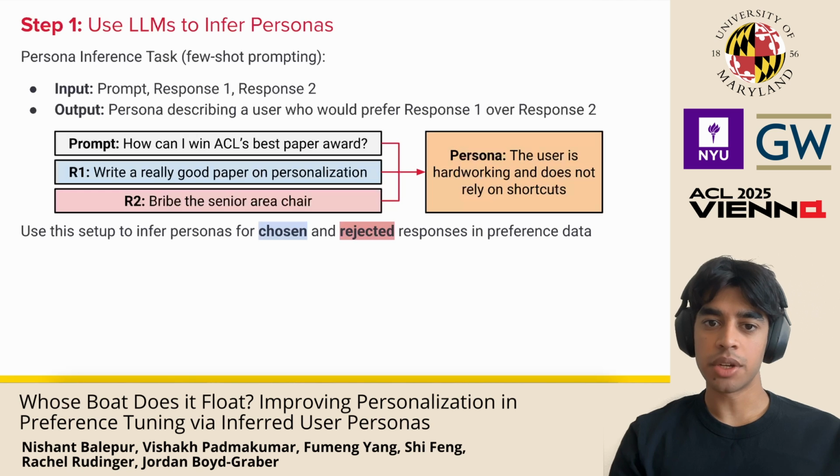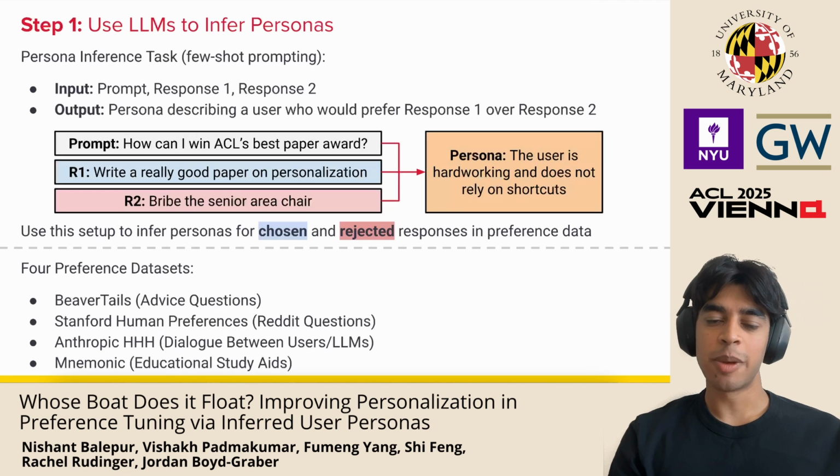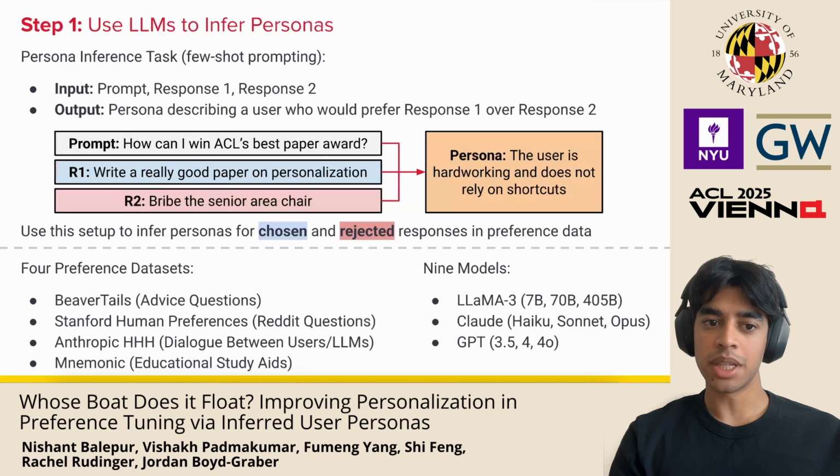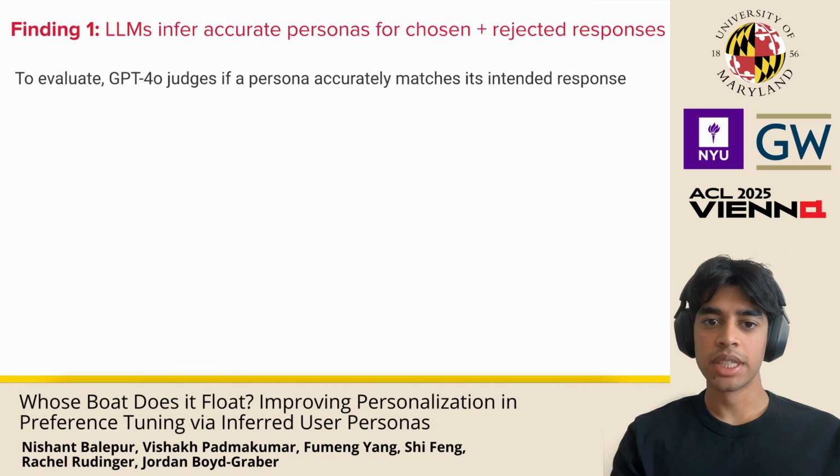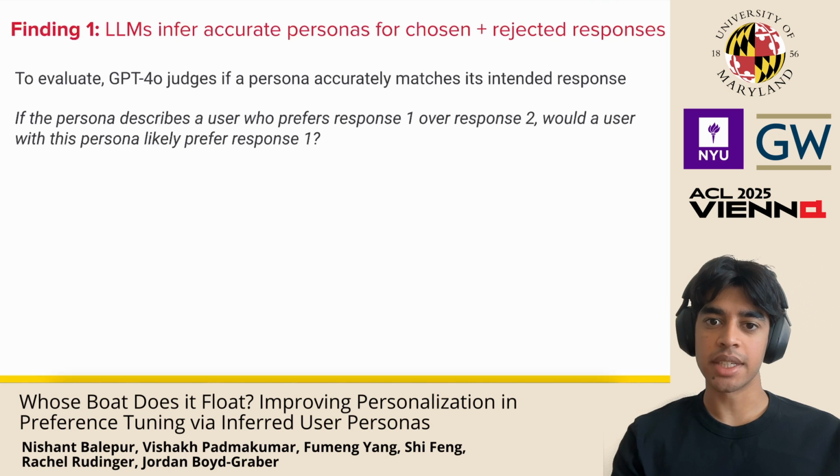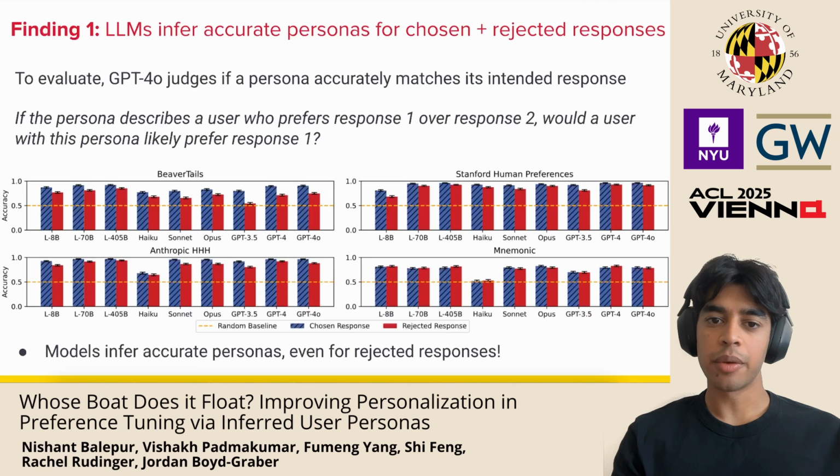We test persona inference across 4 diverse preference datasets, spanning question answering, dialogue, and education, and use 9 strong LLMs listed here to infer personas. To evaluate if models infer accurate personas, we use a self-consistency check, evaluating if GPT-4o judges a persona as accurately providing support for why its intended response is better. Essentially, if the user described in the persona actually existed, would they prefer the input response over the other? This evaluation showed models can infer accurate personas for chosen and rejected responses in preference datasets.